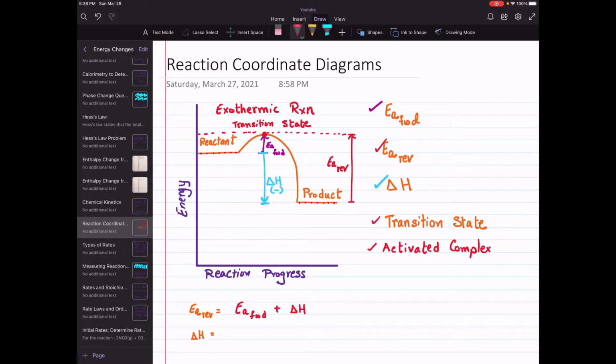That will be the amount of activation energy reverse if you take the activation energy forward plus the delta H value. Okay, now if you want to calculate the delta H value, that would be then equal to activation energy reversed minus activation energy forward. And when you take the difference of the two, you will get the value of delta H.